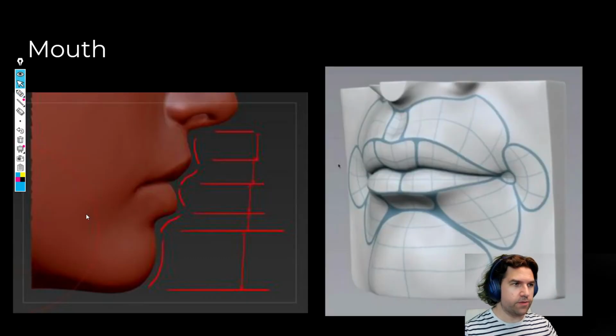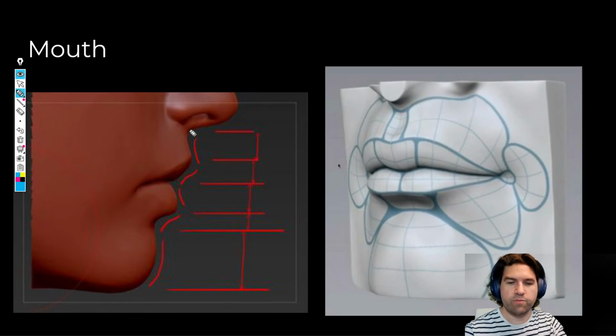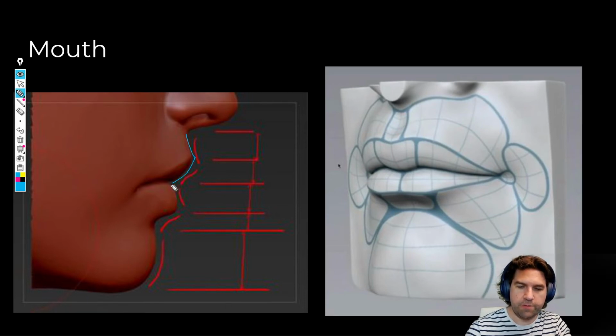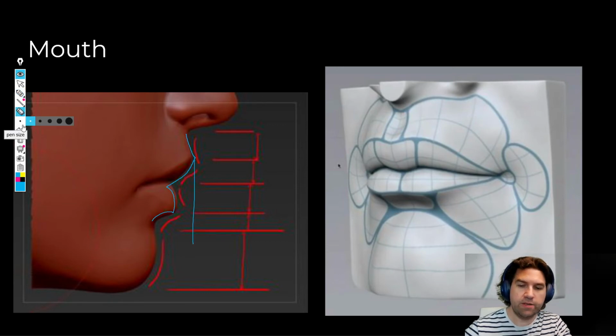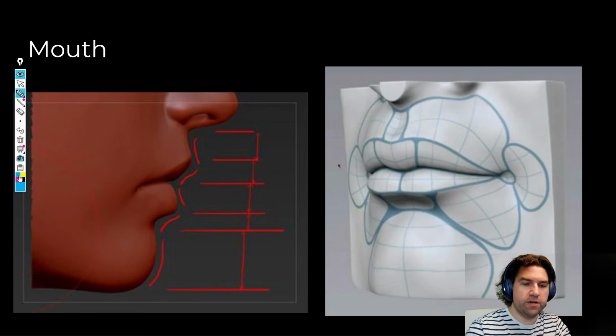Then we talk about the mouth. Similar to the eyes, they have an overhang, and that overhang is really important. So we have the lips, and they have these kind of shapes, but we see the top of the lip overhangs by quite a bit. And the lips are also broken into their own shapes.